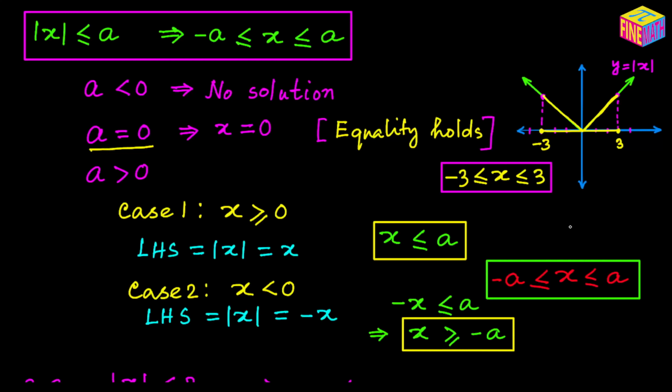If somebody says modulus of x is less than or equal to a, when a is a positive number, then you can quickly write down the solution that x must be greater than or equal to negative a and less than or equal to positive a. I hope everything made sense. There are some more inequalities of modulus function that I will be discussing in the subsequent videos. But for this second part of the video, we are pretty much done.